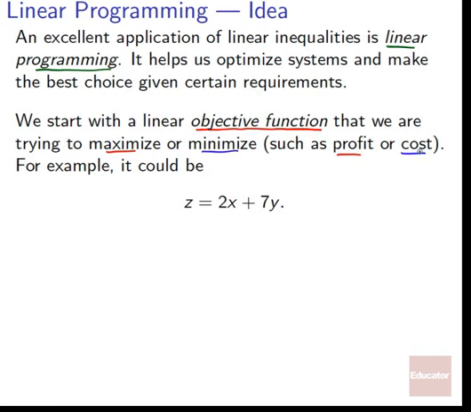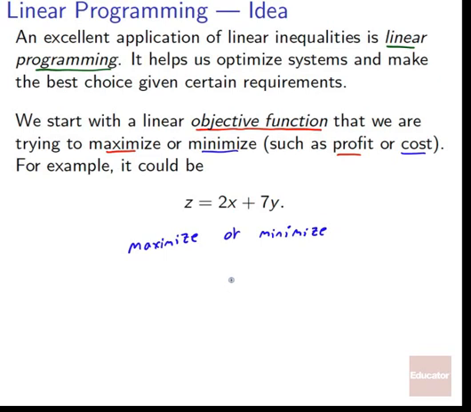For example, we could have an objective function like z equals 2x plus 7y. So if we've got z equals 2x plus 7y, it uses x, it uses y, it's an objective function. We get some number out of 2x plus 7y. So we want to try to maximize or minimize this quantity z.